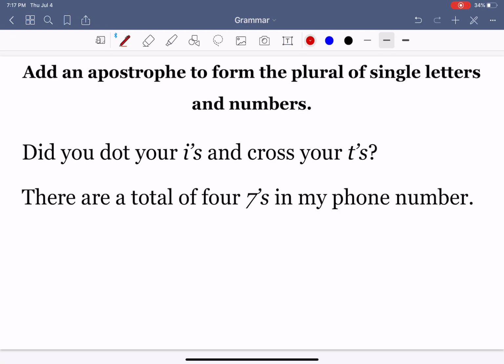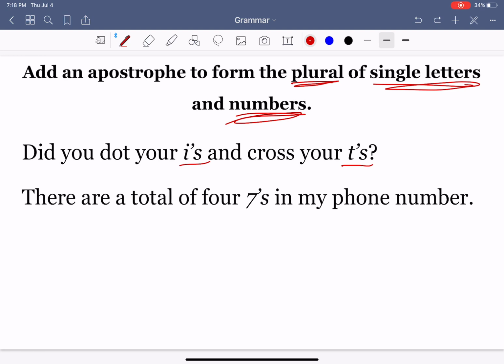You also add an apostrophe to form the plural of single letters and numbers. So to form the plural of single letters and single numbers, you have this example right here. Did you not dot your I's and cross your T's? So it's just one I, a single letter, and a single letter right there. So you use apostrophes to say multiple, right? So you wrote multiple I's, so it's asking, did you dot your I's and cross your T's?